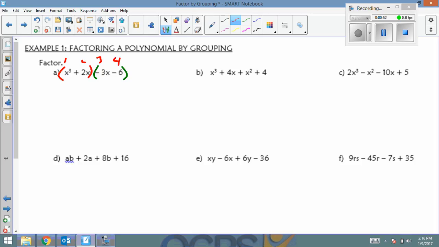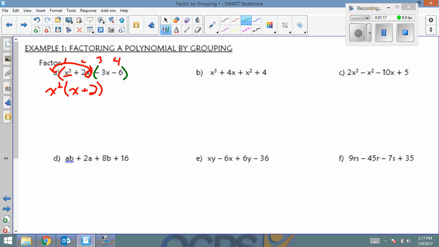Okay, so in the first set of parentheses, they both have an x. The smallest x we have is this x squared here. So we're going to take that x squared and we're going to move it outside, like so. Okay, in this polynomial here, since it had 3, we took 2 away. We have 1 left. And since we took out that x squared there, we have plus 2.